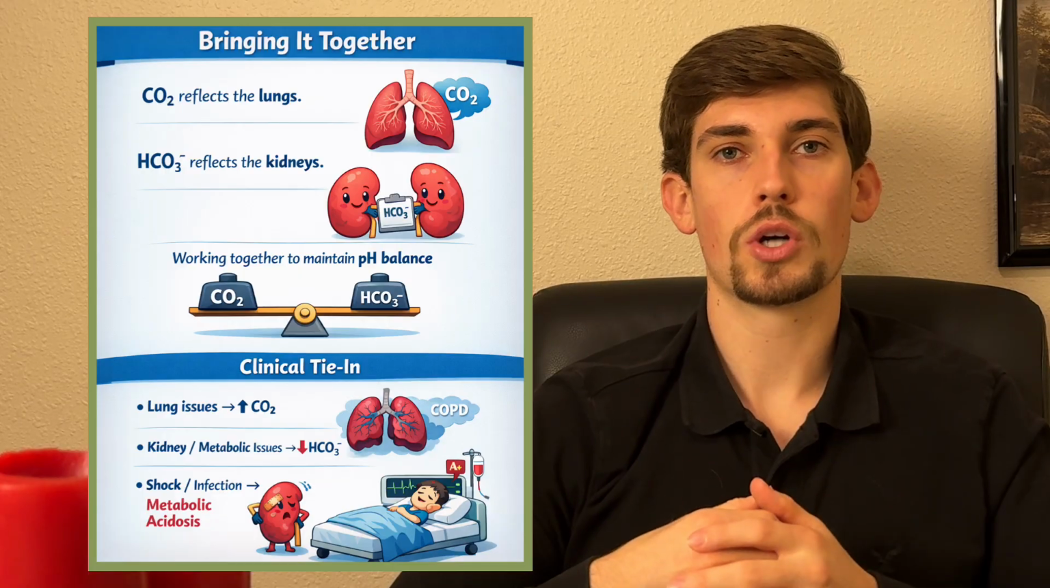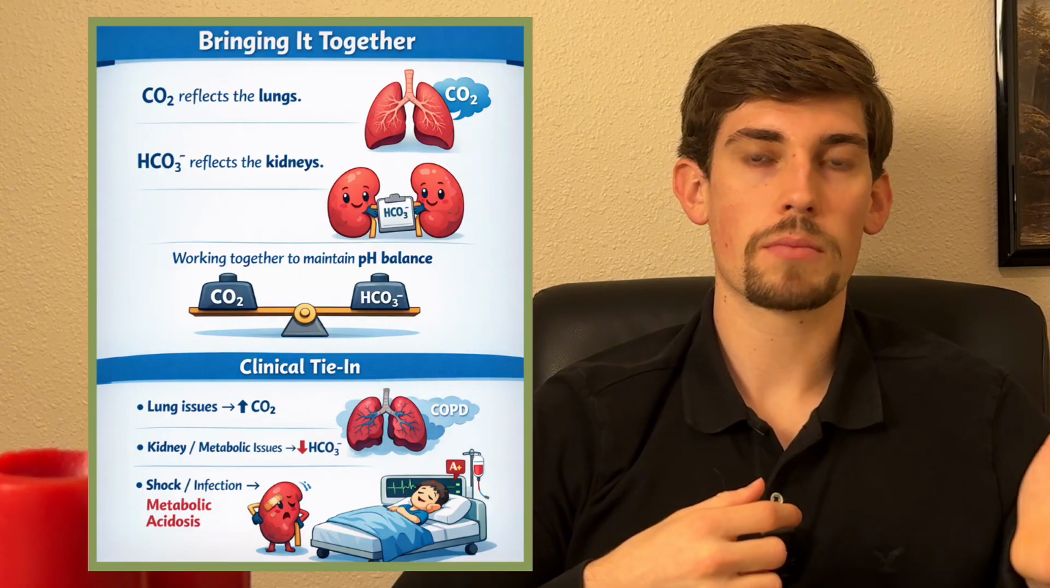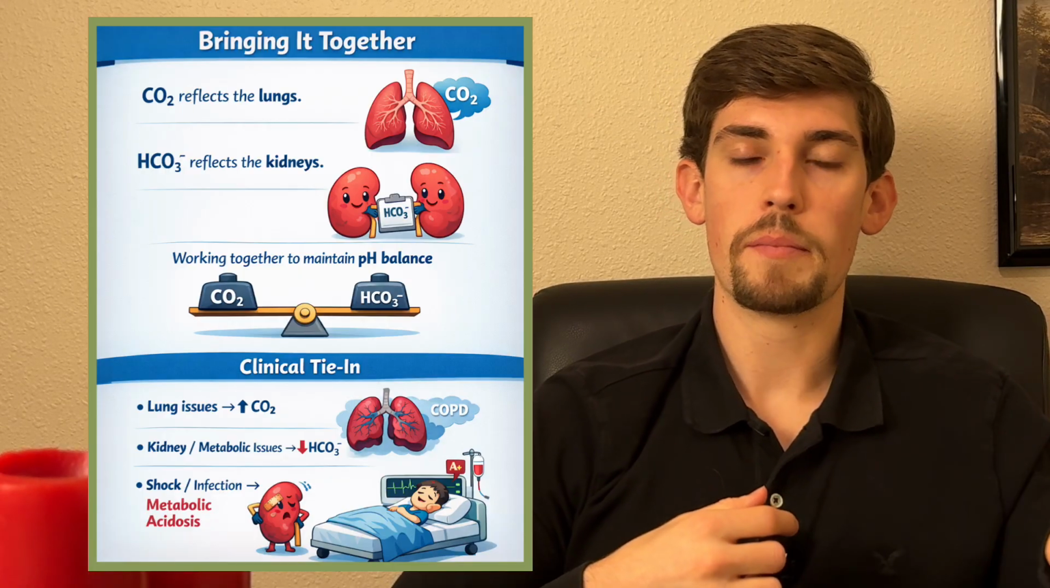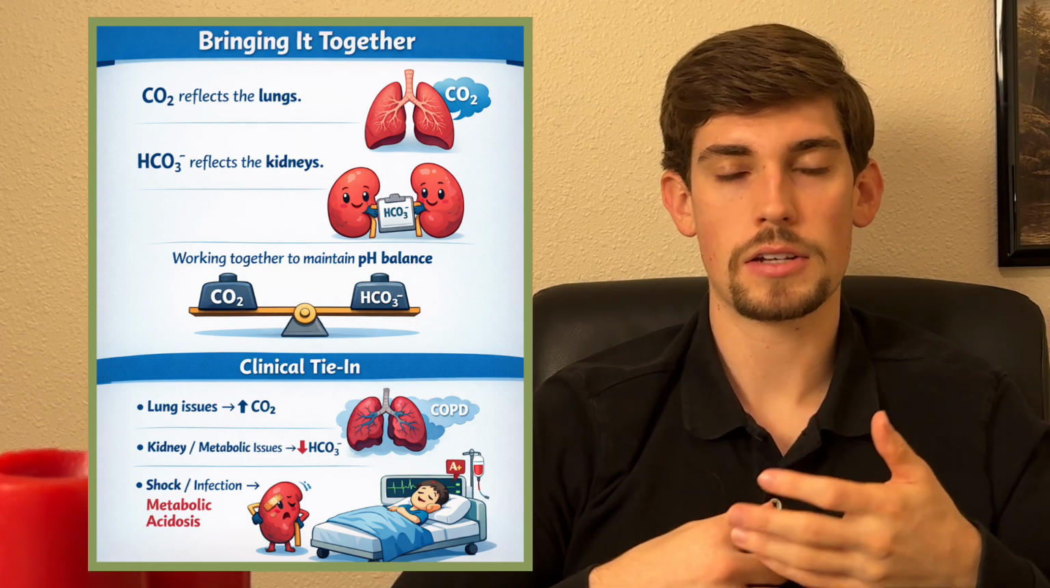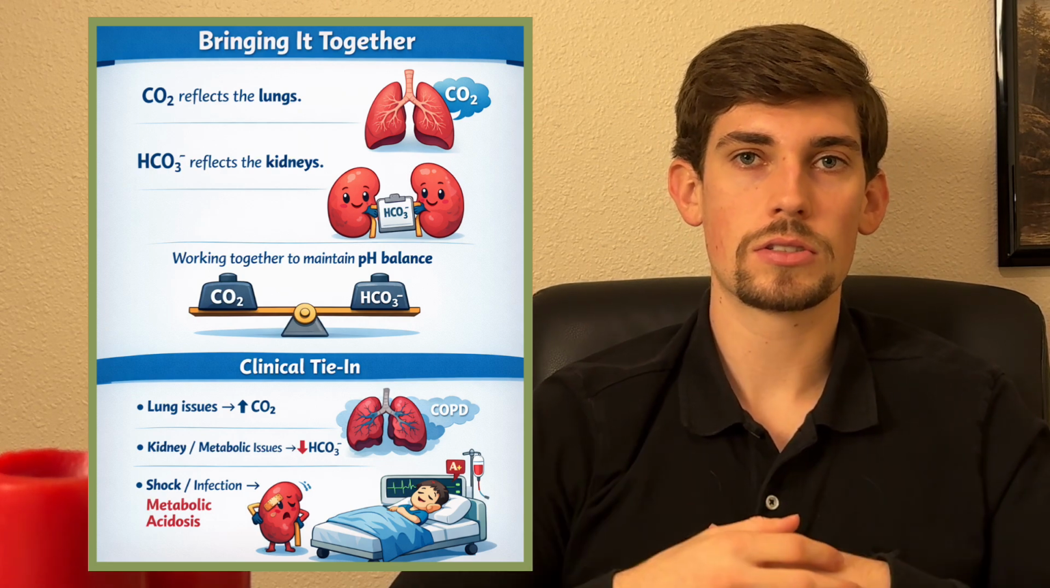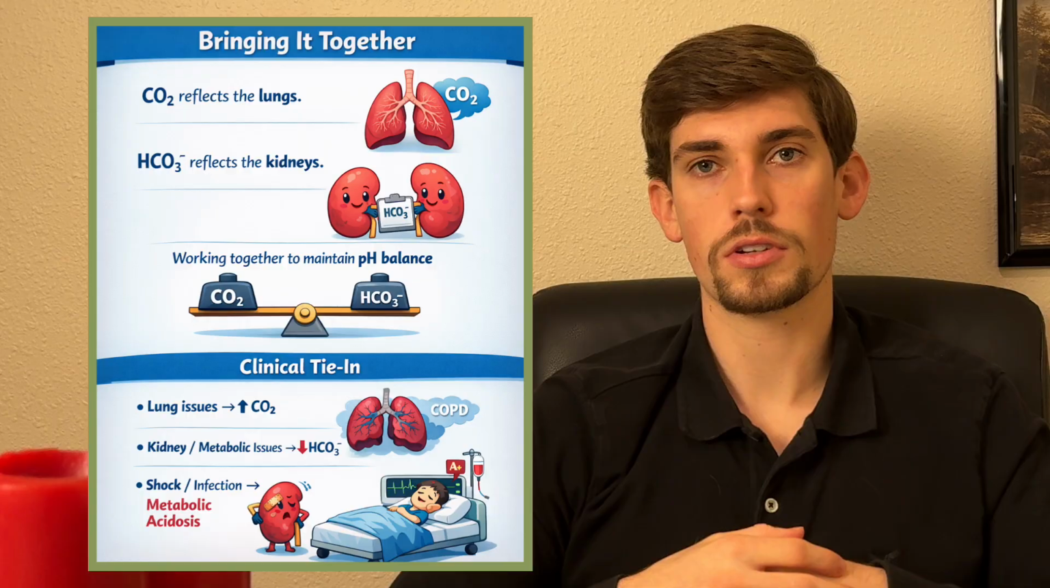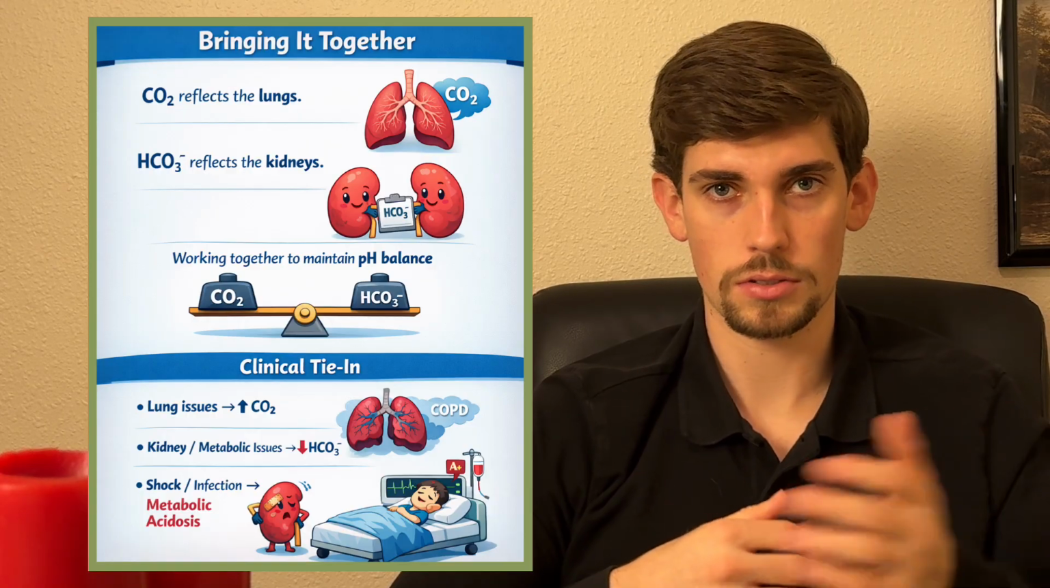These imbalances show up in real conditions. Lung problems affect CO2, metabolic or kidney problems affect HCO₃, and conditions like shock or infection often lead to metabolic acidosis. In some cases, the body will try to compensate, meaning one system adjusts to help correct the imbalance, and understanding how to recognize that pattern is what we'll cover in the next video.